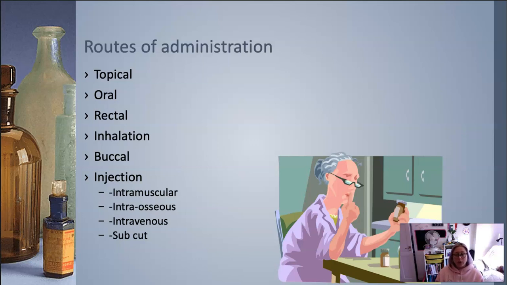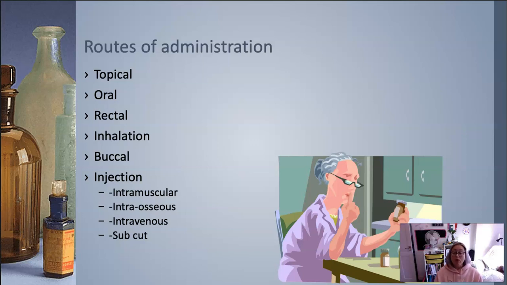So obviously we can also have inhalation, so we could be talking about inhalers, we might be talking about nebulizers. There's lots of different ways, especially if we're trying to directly affect the respiratory system, that an inhaled medication might be the most appropriate method of administration of your medication.